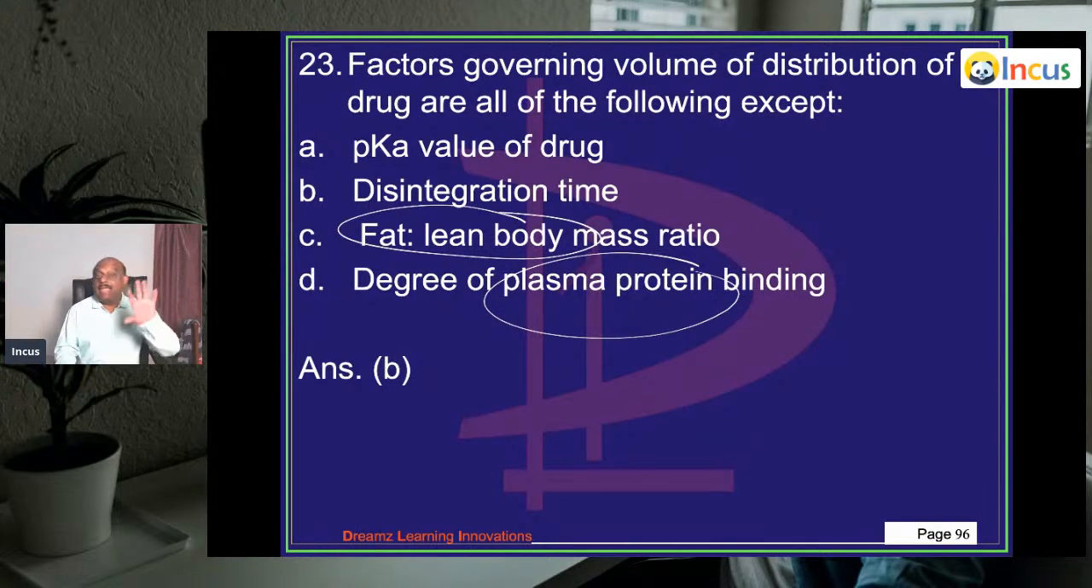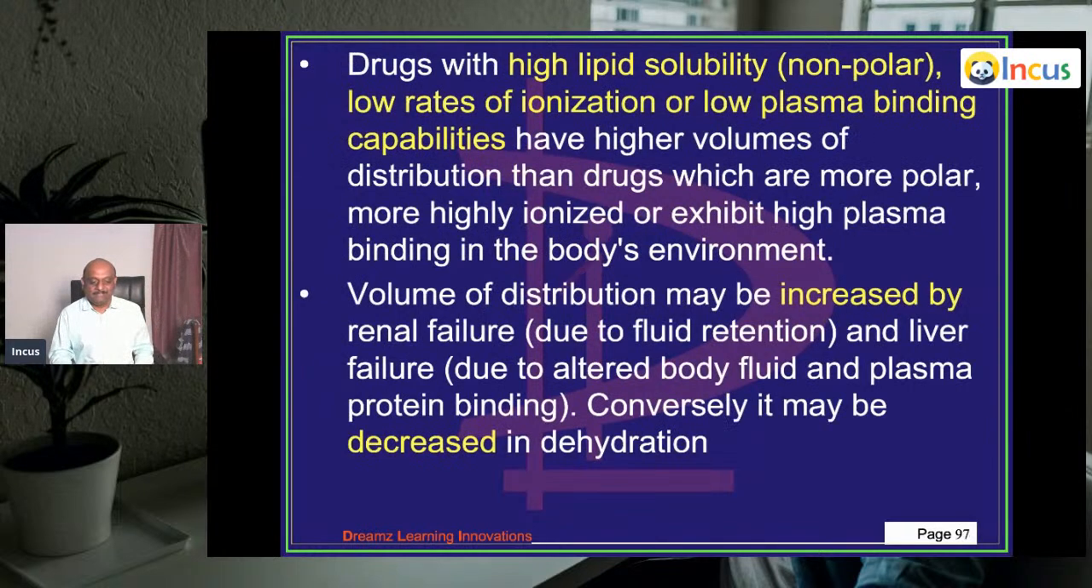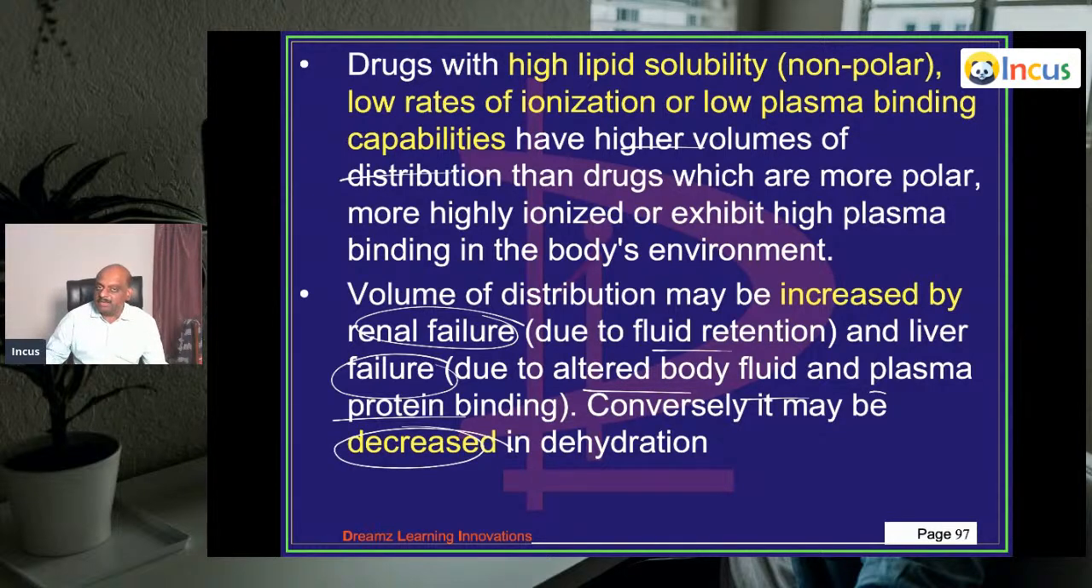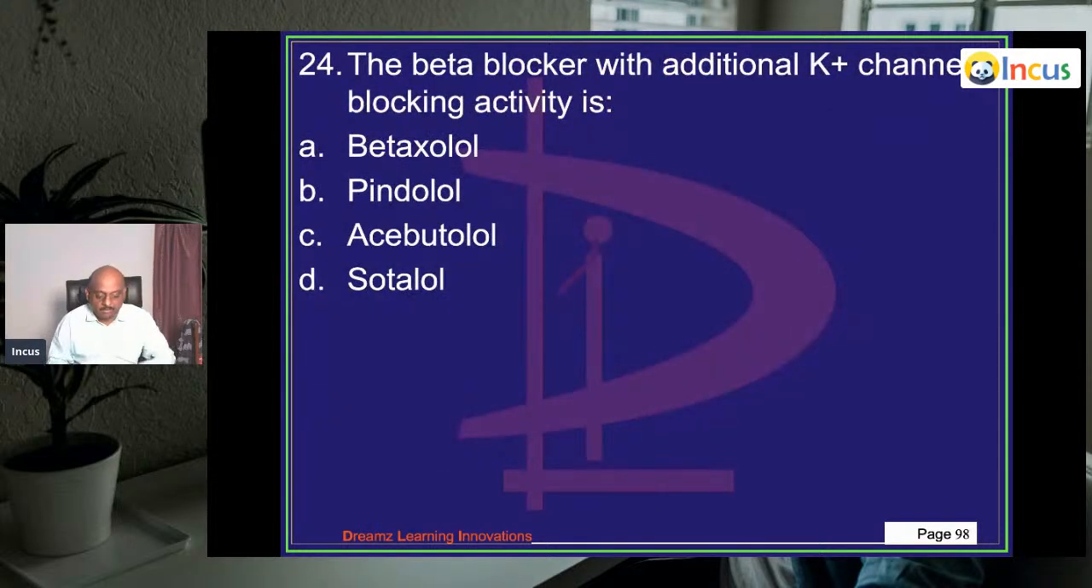Similarly, the pKa value of the drug. So the drugs with high lipid solubility, low rates of ionization, low plasma binding, they have a higher volume of distribution. And the volume of distribution is also increased by renal failure because of fluid retention, liver failure because of the altered body fluid and plasma protein binding. And it is decreased in dehydration. The volume of distribution is what you need to remember.